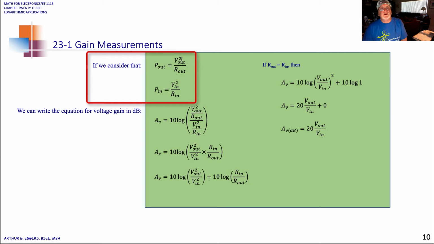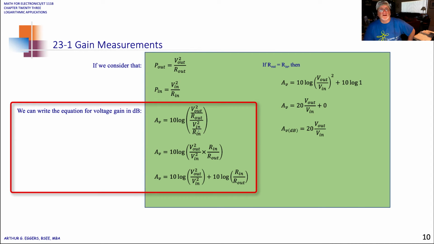So power out is V out squared over R out, and power in is V in squared over R in. Now I can plug those in for power out and power in into our original expression, and I end up with a product of V squared out divided by V squared in times R in over R out, because we invert here and multiply. So I can break these up into each of the log terms, and now it becomes an addition.